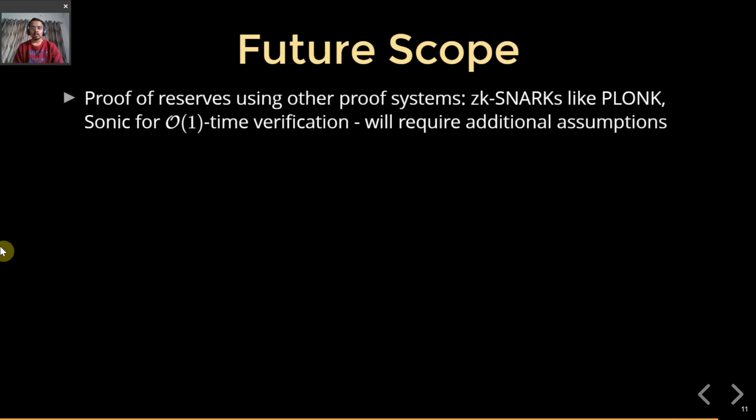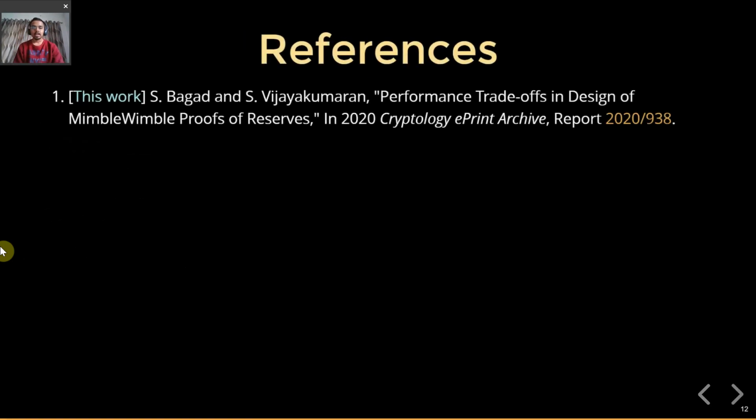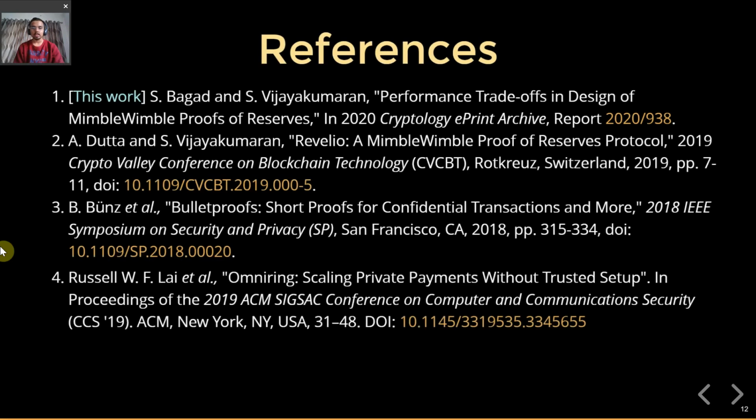Finally, since we have recent proving systems like Plonk and Sonic, we can think of using Plonk and Sonic for obtaining constant time verification and constant proof sizes for proofs of reserves. But this will require additional assumptions. And we are already in progress to extend it to cryptocurrencies like Monero. I have added a link to our paper as well as some other references, and thank you.